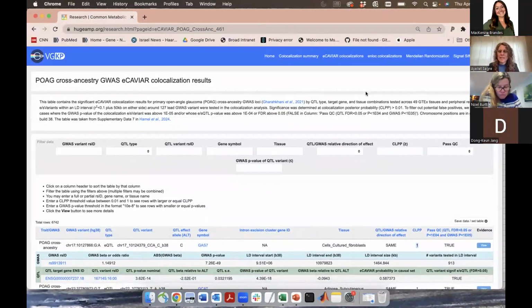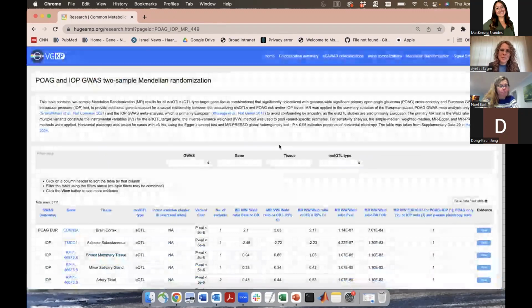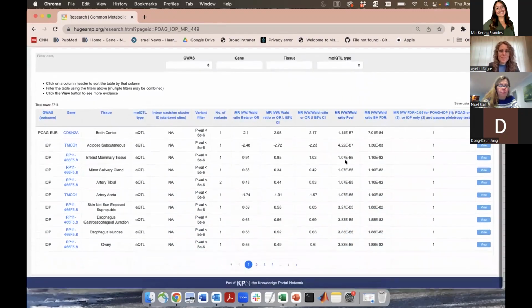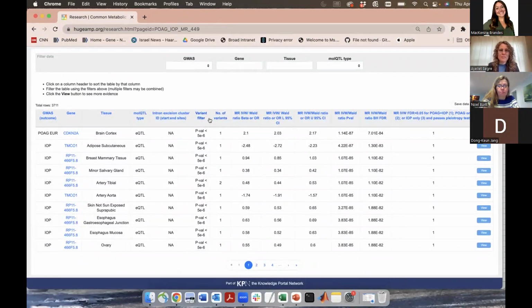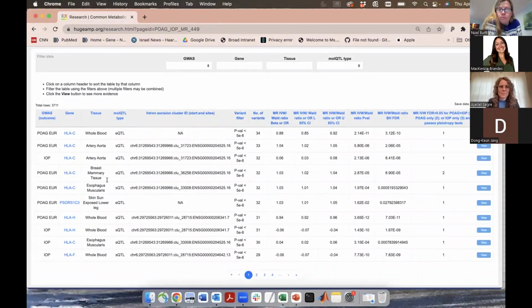We present in this table results that were also based on one instrumental variable, but we do note in our paper that three or more provide more confidence in the results. And the horizontal pleiotropy tests can only be applied if you have three or more instrumental variables. So I hope that answers your question. And that's a good segue into looking at the Mendelian randomization results. As you can see, this is the number of variants that were tested as instrumental variables. This is the variant filter, so the p-value below 5 times 10 to the -6. And we do have, as you saw, genes with one instrumental variable that were tested, but those should be considered with more caution.